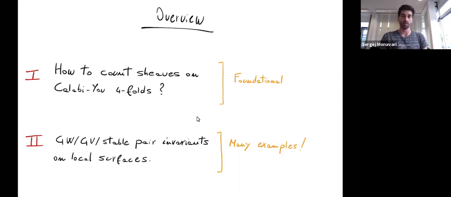In particular, I will focus on many examples and techniques that we developed to actually compute this kind of invariants, and in particular, we'll focus on local surfaces. So fourfolds that are obtained by starting with a surface, an algebraic surface, a complex surface, and then we take two line bundles over that.